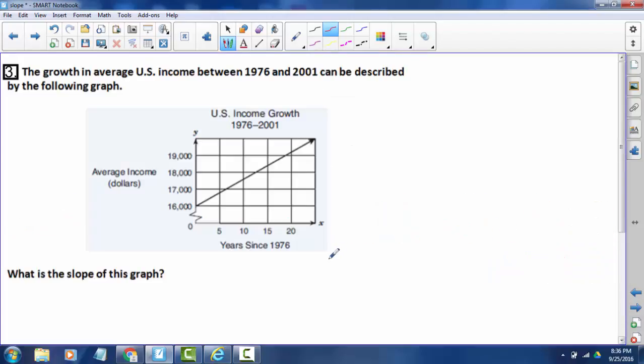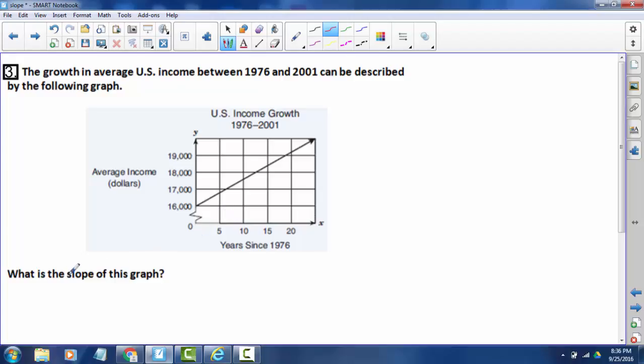Awesome. The growth in average U.S. income between 1976 and 2001 can be described by the following graph. Ooh, look, they used our little breaky thing, right? We talked about that when we were graphing Manuel and Susan's situation. So they've broken the graph. They started at 0, they counted for a while, but we've picked up at 16,000, then 17,000, 18,000, 19,000. Average income in dollars, and the years since 1976. Here they didn't do a break, so it's 0 to 5 to 10 to 15 to 20.